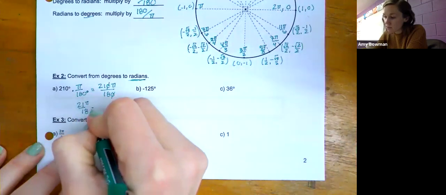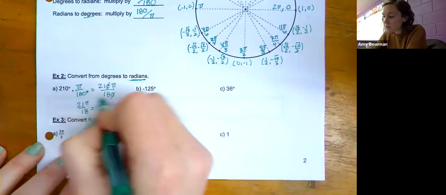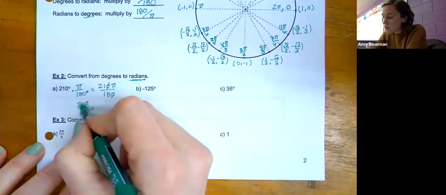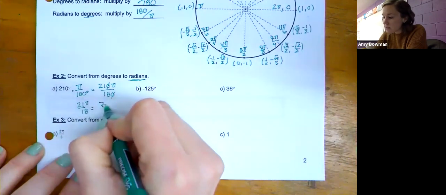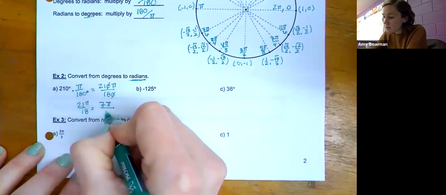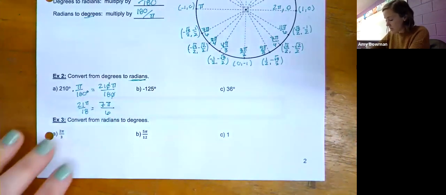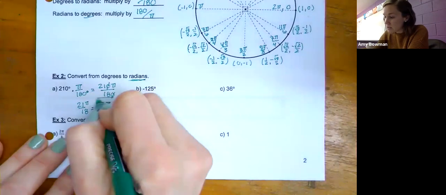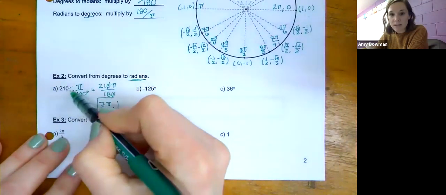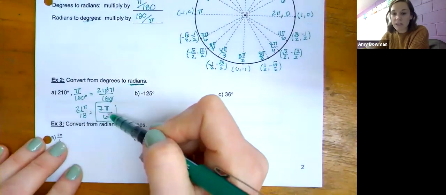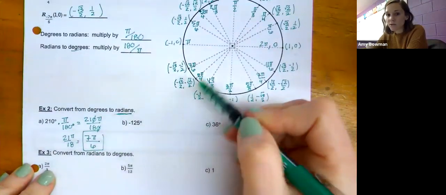And both of those are divisible by 3 as well. So I can cancel out in the numerator: when I divide by 3, I get 7, and then in the denominator, I get 6. So this is the same as 7 pi over 6. So 210 degrees is 7 pi over 6 radians. And we can see that on our unit circle as well.